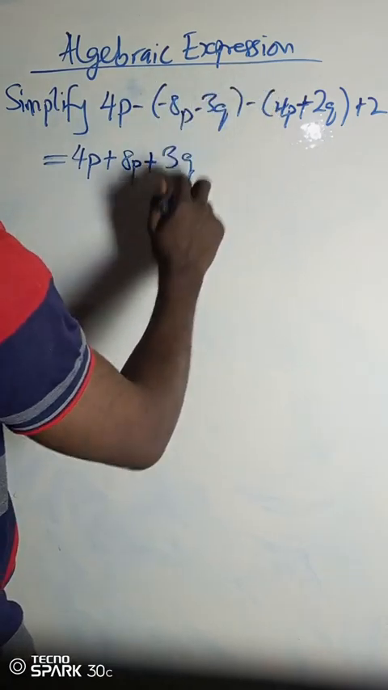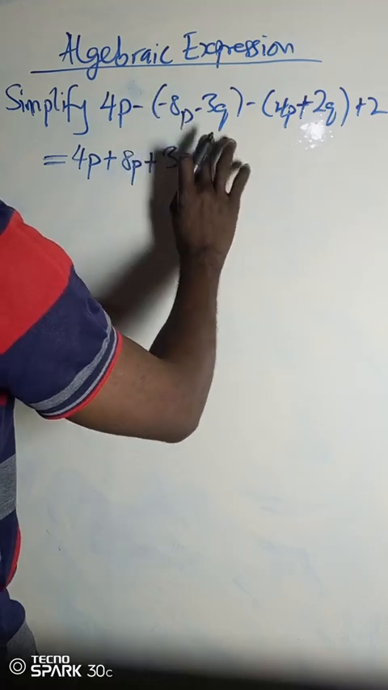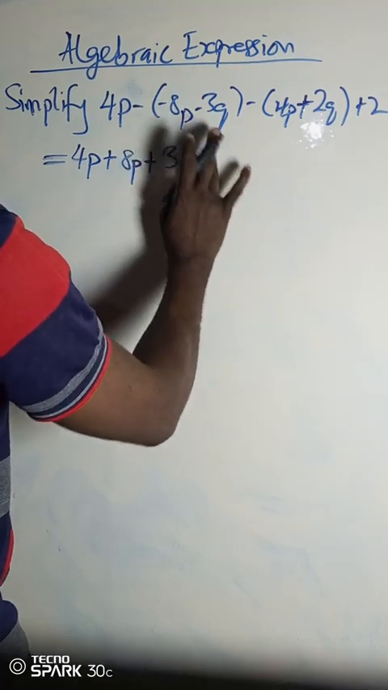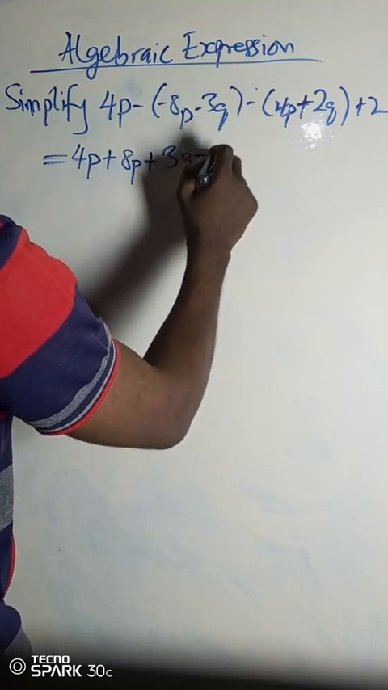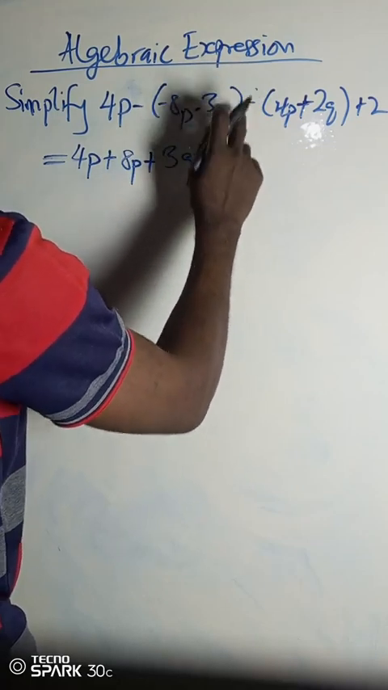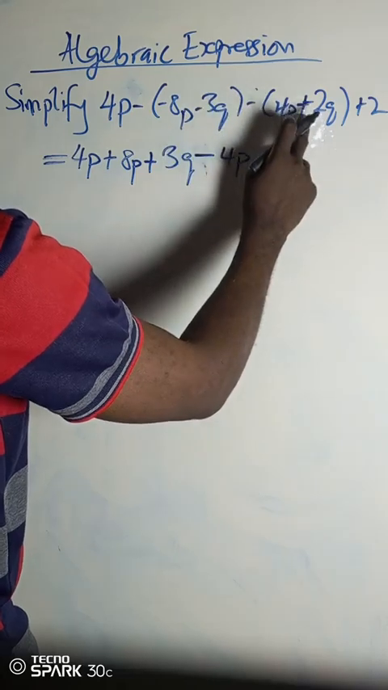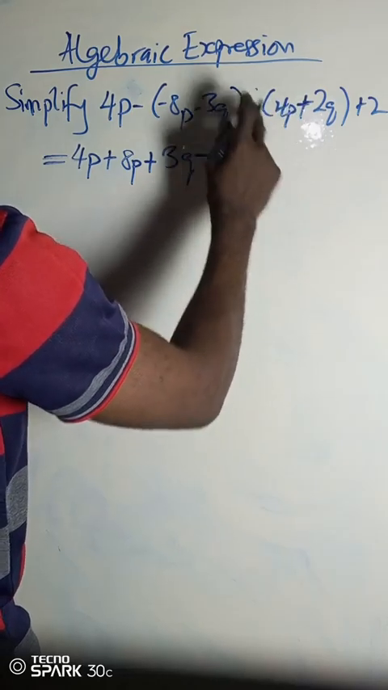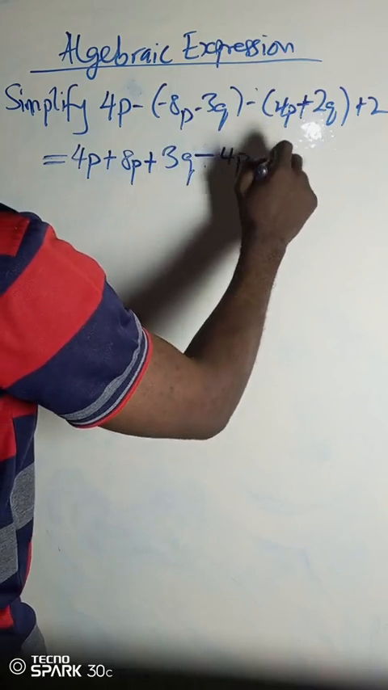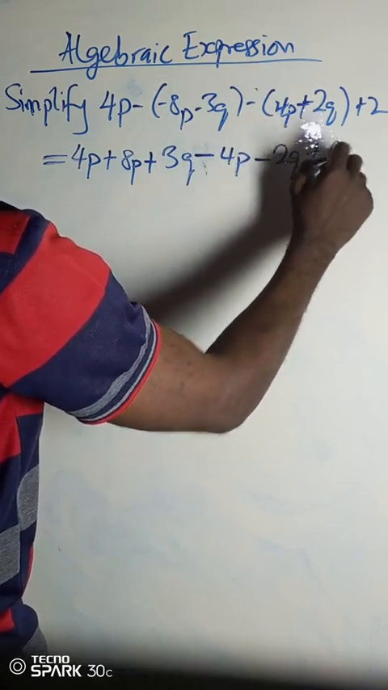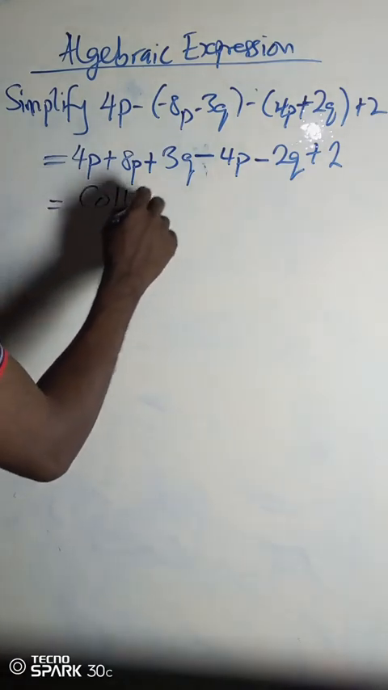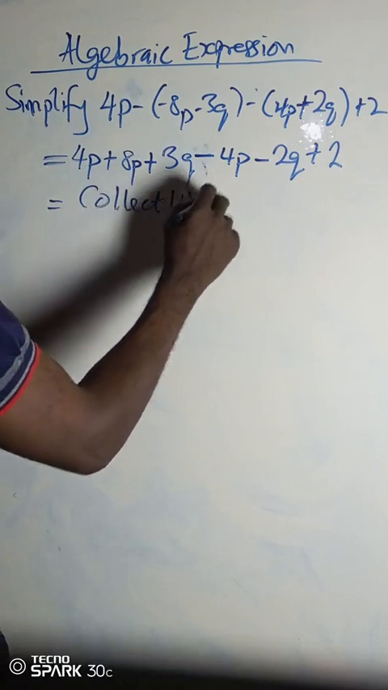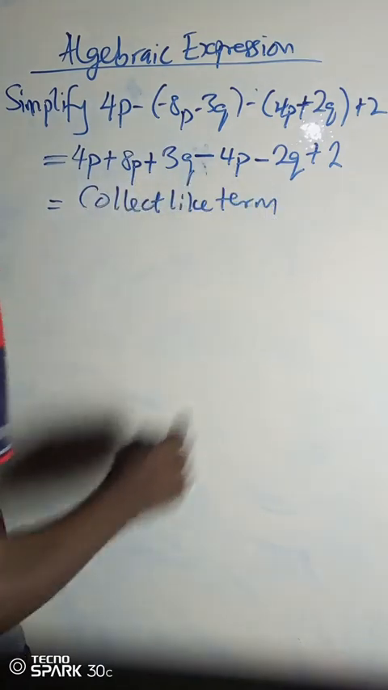We move to this place. Minus multiply plus. That's minus. Okay. Invisible 1 multiply 4p. Minus multiply plus, minus. 1 multiply 2q. Then plus 2.